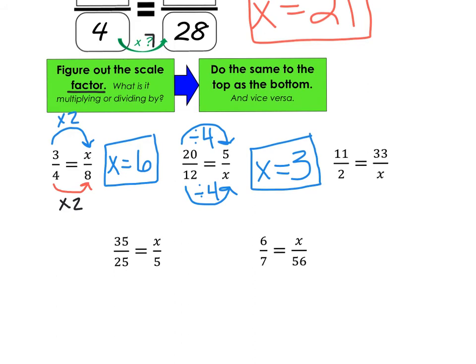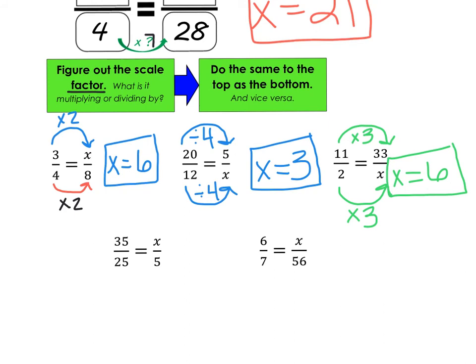Okay, let's do that again. Again, I'm going to go whichever I see on the top. I have 2 numbers. So I'm going to go in the direction of my x. And I need to see, how do I get from 11 to 33? Oh, I multiply by 3. So whatever I do to the top, I have to also do to the bottom. So if 11 times 3 is 33, I also have to multiply at the bottom by 3. So 2 times 3 is 6. So x equals 6.